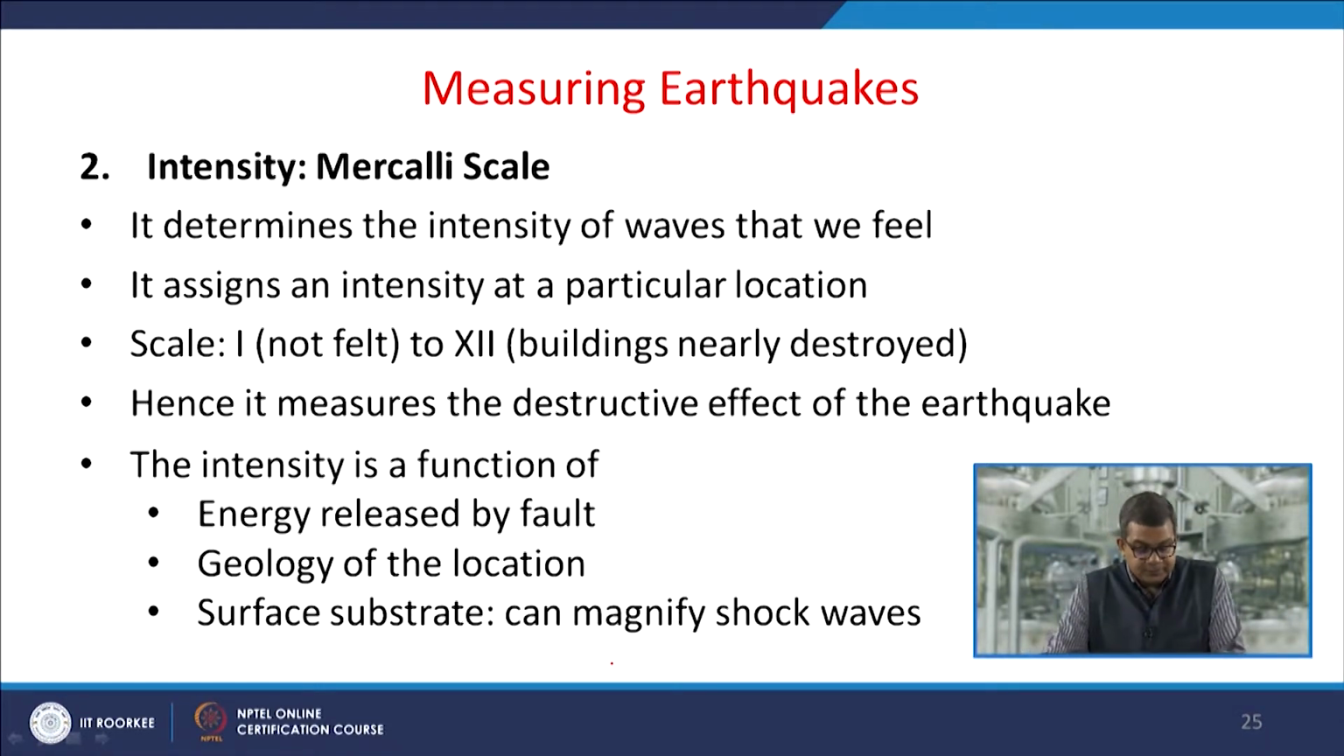The second aspect is intensity, which is related to the Mercalli scale. It determines the intensity of the waves that we feel. Usually, it assigns an intensity at a particular location. On the scale, when it reaches 12, buildings are nearly destroyed. Hence it measures the destructive effect of an earthquake. The intensity is usually a function of the energy released by a fault, the geology of the location, and the surface substrate, which can magnify the shock waves, etc.